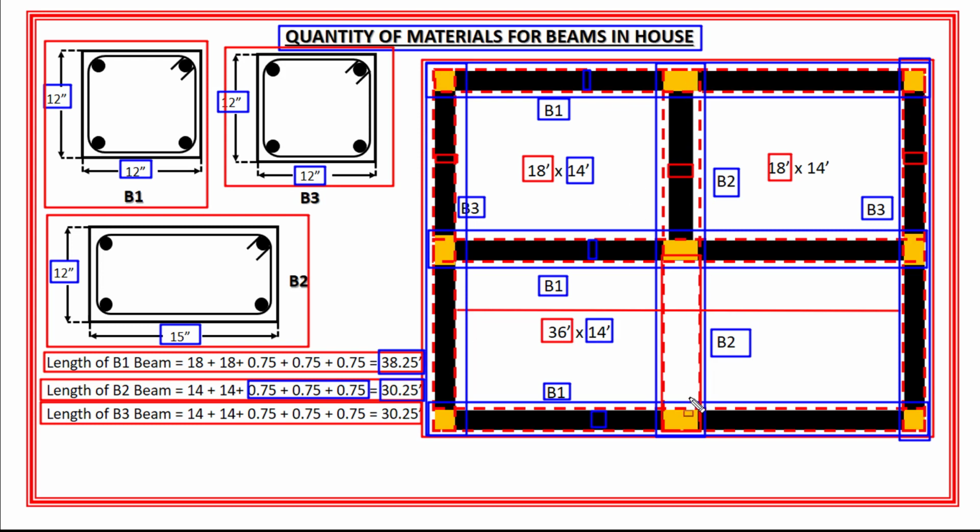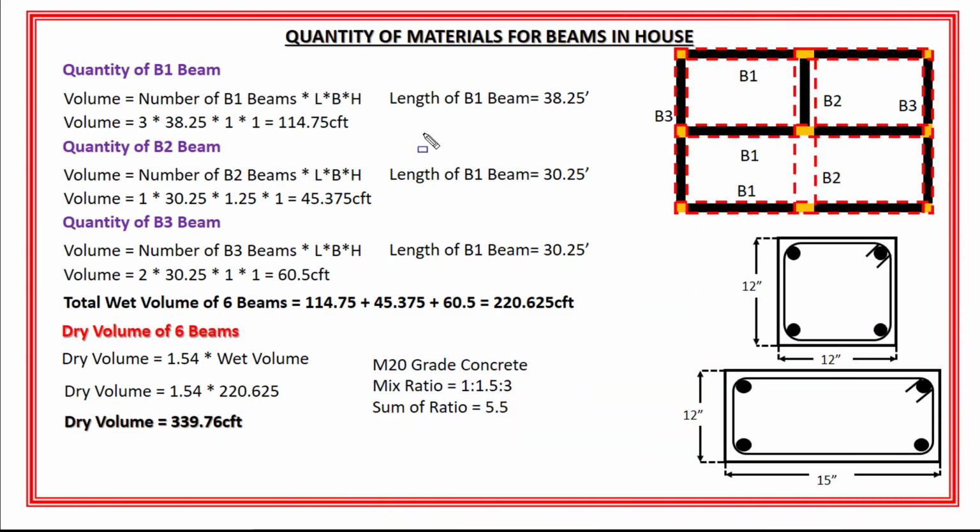Okay. So the length of B3 beam is equal to 30.25 feet. Now this is all about the position and placement of beams in this particular house. Now let's start calculating the quantity of materials for these 6 beams. Okay. So at number 1 is the quantity of B1 beam.